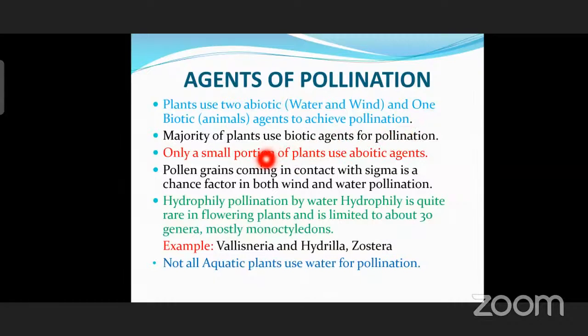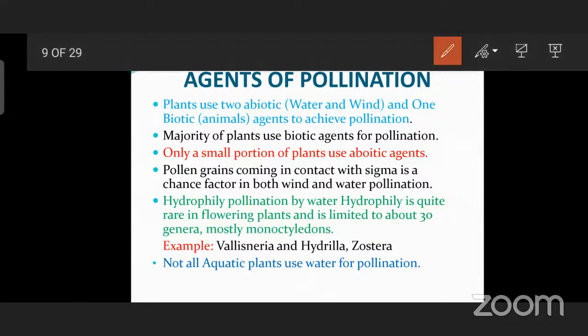But the majority of plants use biotic agents for pollination, for example animals and insects. Only a small portion of plants use abiotic agents, which are water and wind. Next, pollen grains coming into contact with the stigma is a chance factor in both wind and water pollination.